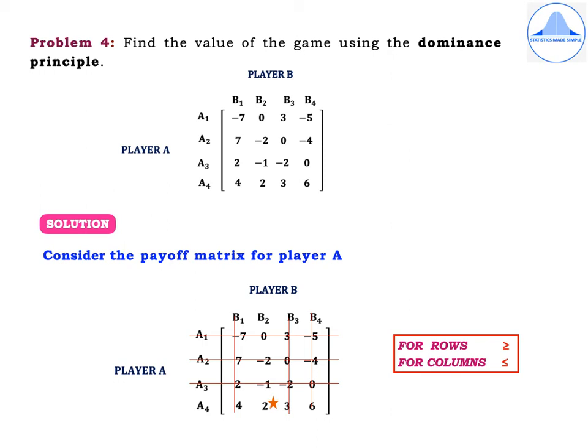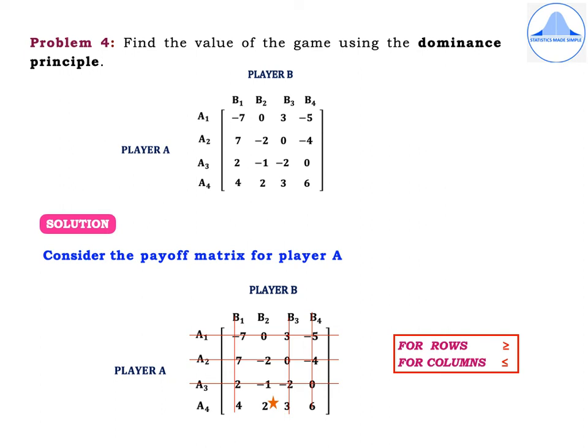Now do B1 with B3. Again 7 is not less than 0. So B1 and B3 also doesn't work out. Then compare B1 with B4. 7 is not less than minus 4. So B1 doesn't work out with B2, B3 and B4.